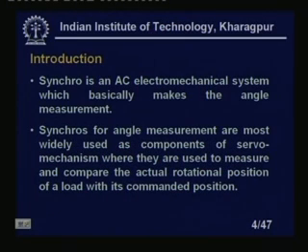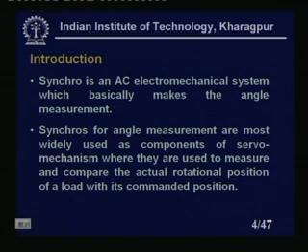Synchros for angle measurements are most widely used as components of servo mechanisms. A servo mechanism is nothing but a feedback system, an automatic feedback control or automatic control system. In short form, we call it servo mechanism, where they are used to measure and compare the actual rotational position of a load with its commanded position. Why will there be some difference?